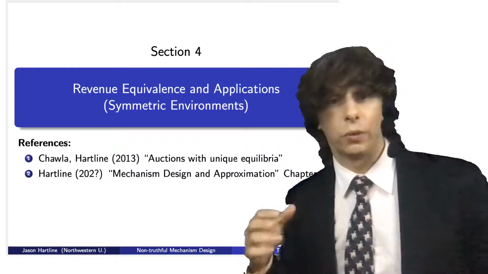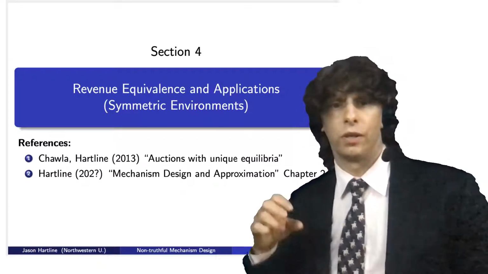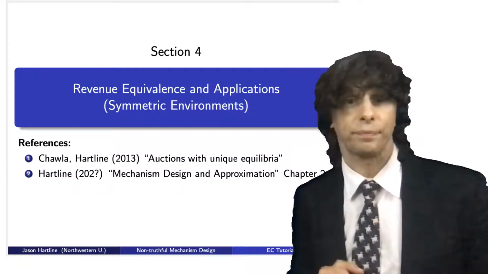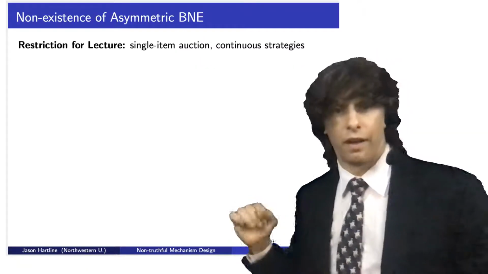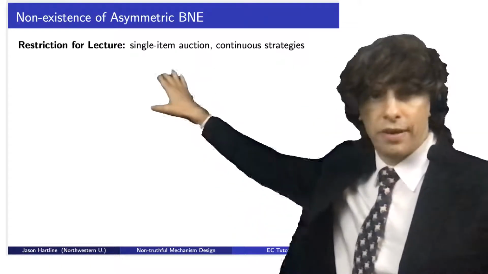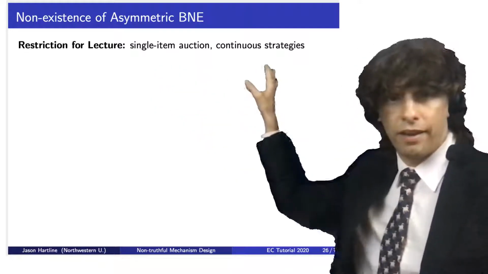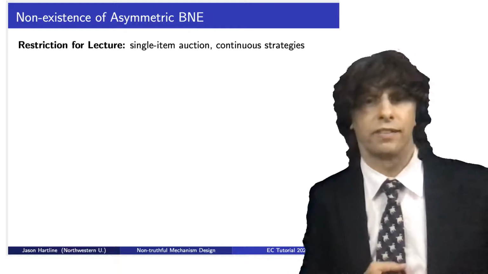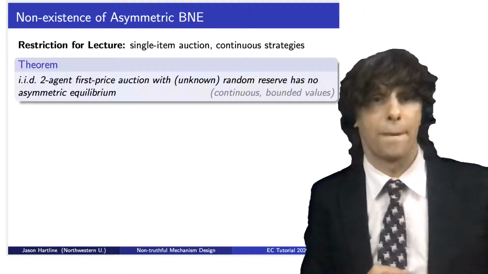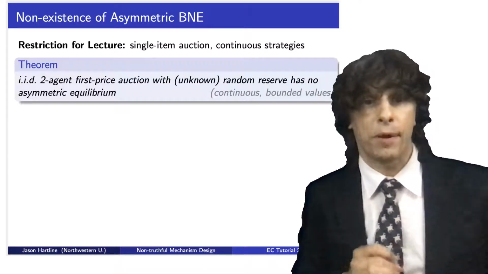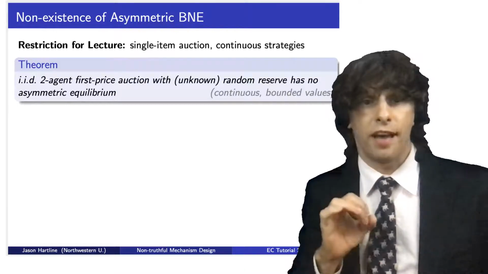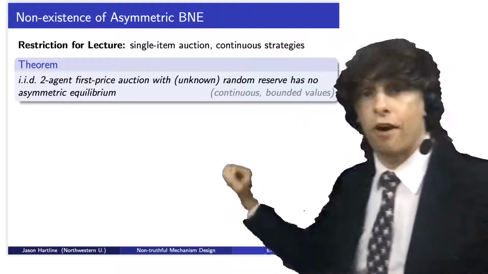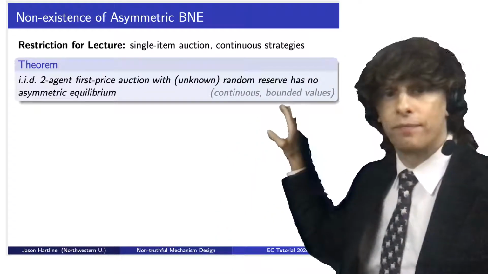Next, we're going to use revenue equivalence to prove there are no asymmetric equilibria. For this lecture, I'm going to stick to single item auctions and assume the strategies are continuous. You can see the original sources for relaxing these assumptions. Okay, the theorem I'm going to want to prove is the following. In the IID two-agent first price auction with an unknown random reserve, there are no asymmetric equilibria.